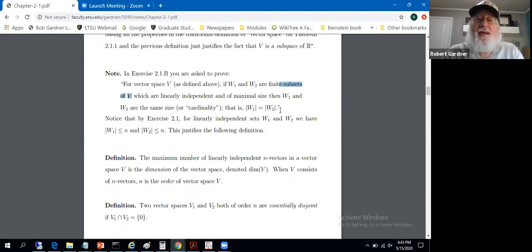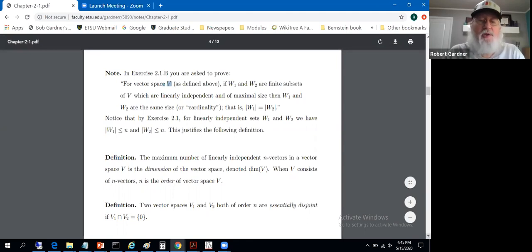When we define basis, we're going to see from this that all bases are the same size. That same size is what we'll call the dimension of the vector space V. But the statement here: W1 and W2 are subsets, they're linearly independent, and they're as big as they can be. So maximal size linearly independent subsets of vector space V are the same cardinality. We'll define that as the dimension, maybe indirectly, but that'll be the implication.